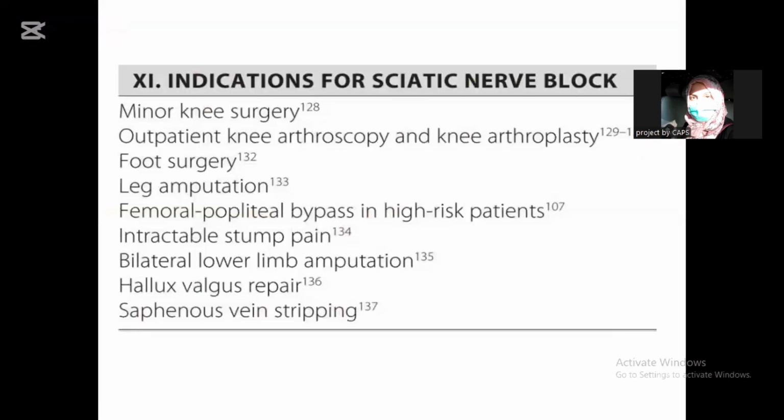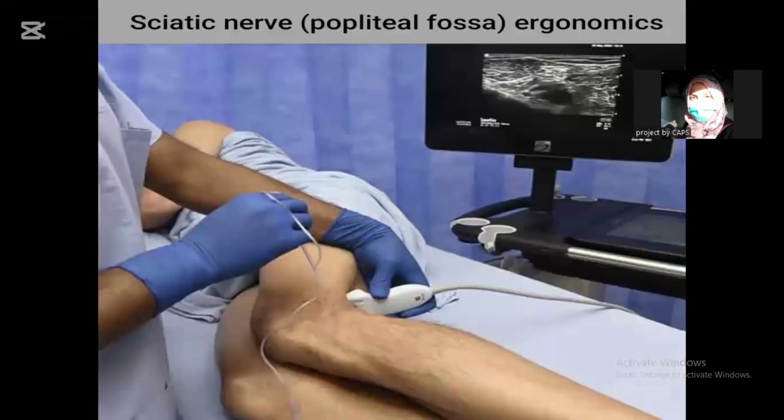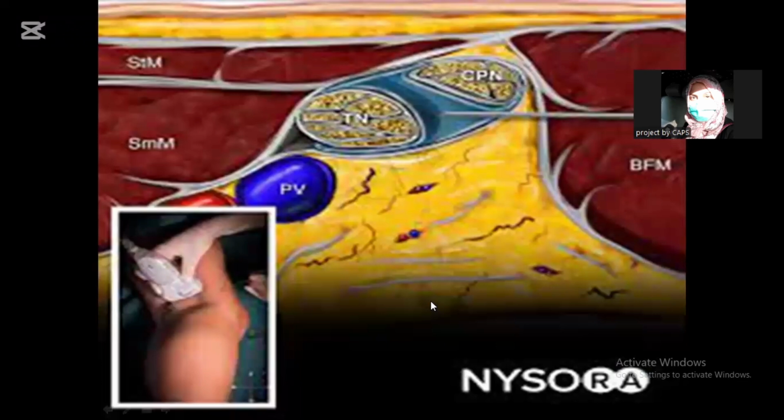Indications of sciatic nerve block at the level of the popliteal fossa. So the probe position, and this is what you will get. On one side, there will be biceps femoris. On the other side, there will be semimembranosus and semitendinosus. And then you will have two components of the sciatic nerve, that is the common peroneal nerve and the tibial nerve. And these are the popliteal artery and popliteal vein.